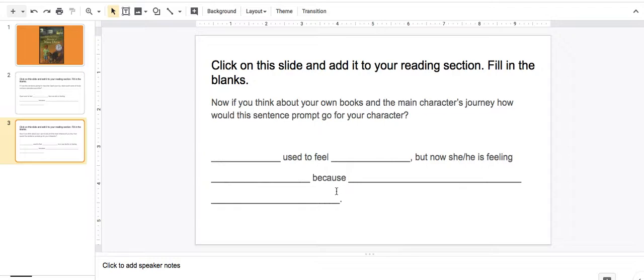If you feel like your character hasn't changed yet, or their feelings haven't changed yet, then use a book that you've already read to help you practice this format. It's really important to think about those characters, how they changed. And we did this a lot with Dig In Dinos.